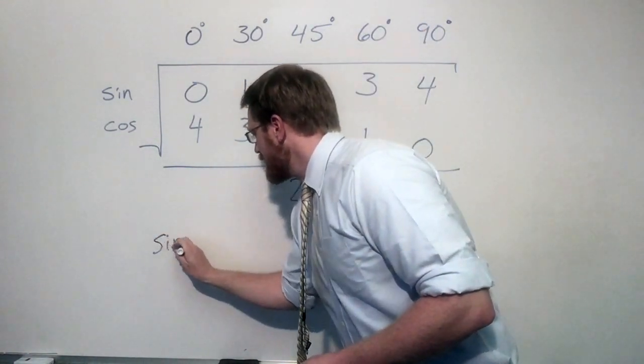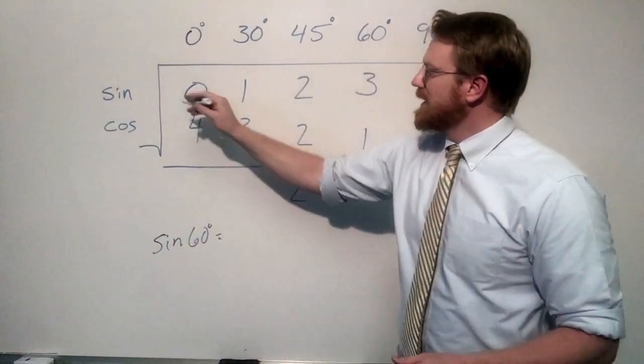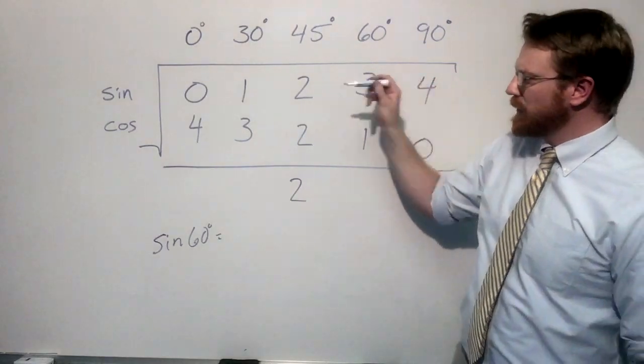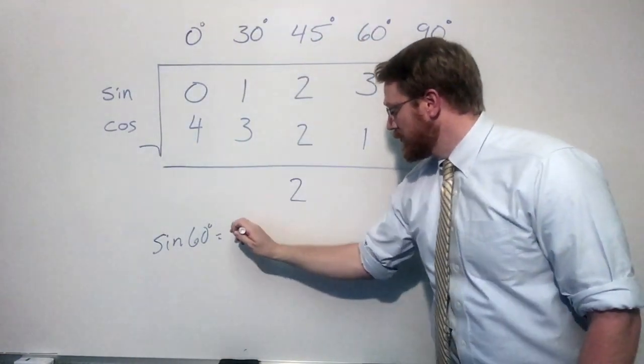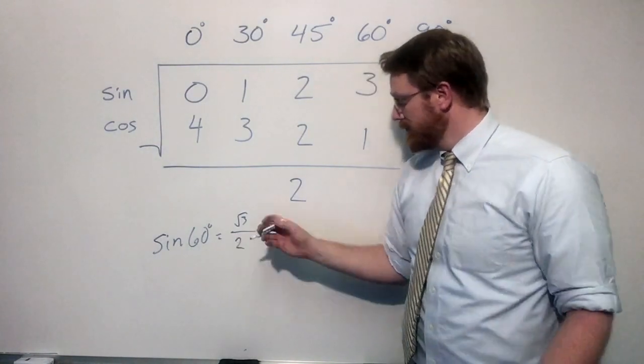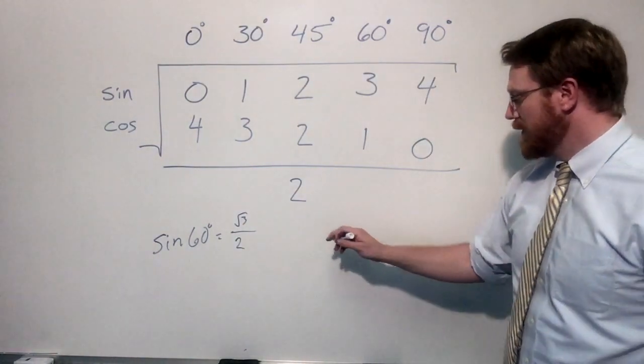If I have something like the sine of 60, I'd go to the sine row, see where it cross-references with a 60 column. I see there's a 3 there, but it's inside this square root. So I know that's root 3. And the denominator is always just a plain 2. So that ratio is given to me there.